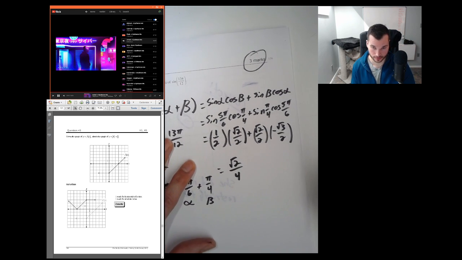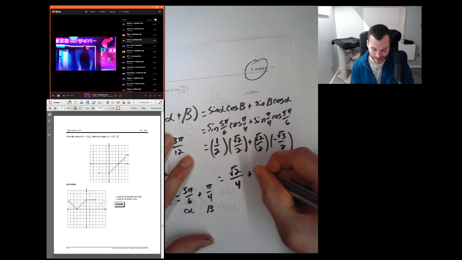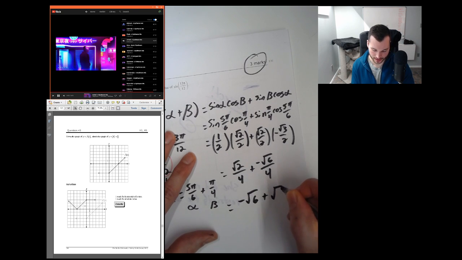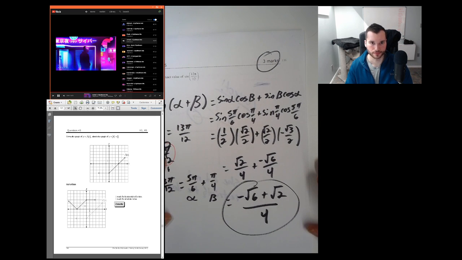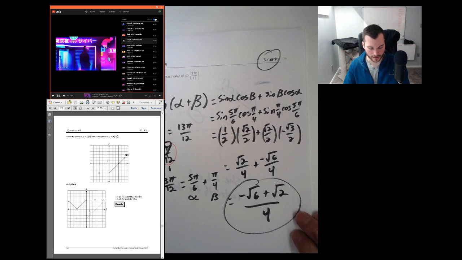Don't say 2, because we're not adding these, we're multiplying. Negative root 6 over 4. And we get our final answer, and we leave it be. Okay, cool. That's it.